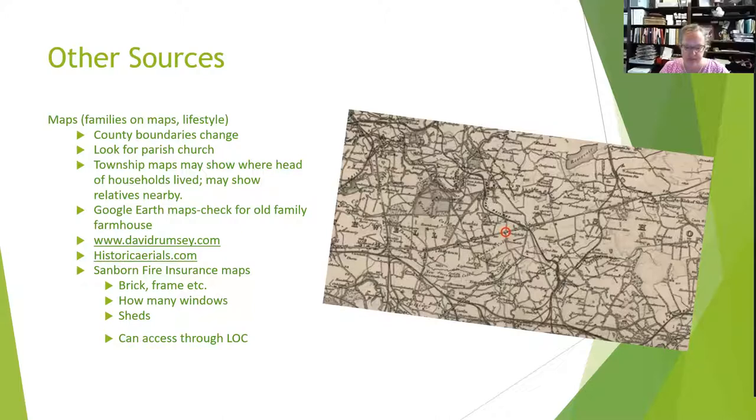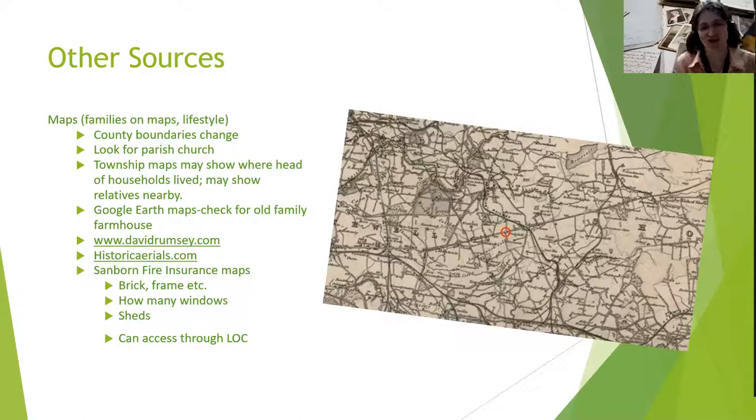And historicaerials.com is a way to look at an address. You can see it now from a Google Earth type perspective, but then you can look back and see if there are aerials from 20 years ago or more. I found one for my address from 1968. There was no house there. Yeah, in my area they had the orange orchards down in Southern California. So that was kind of fun.